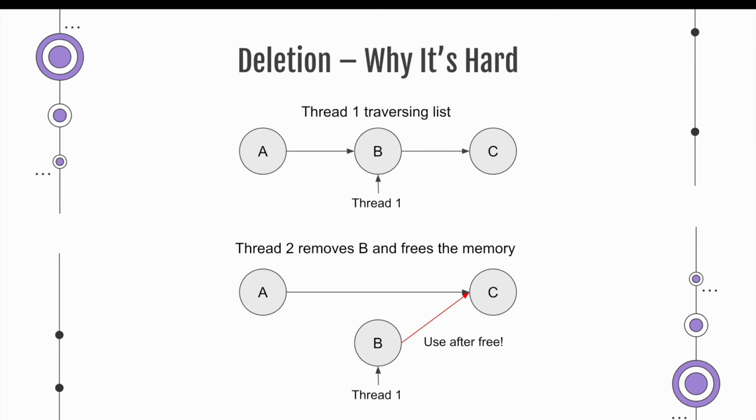We'd now like to discuss why deletion is so difficult. Consider the following scenario. We have a linked list with A pointing to B pointing to C, and thread 1 is currently traversing through node B. Thread 2 then removes node B and frees its memory. Thread 1 then attempts to move forward in the list, which triggers a use after free violation.